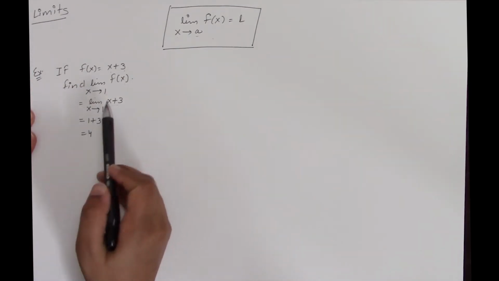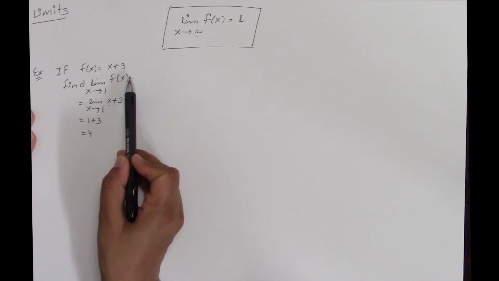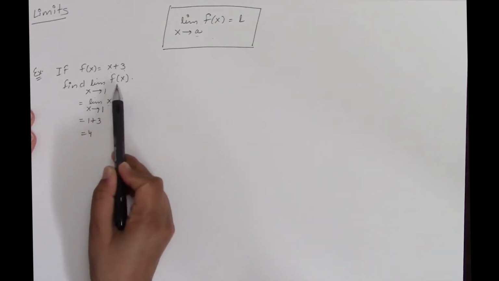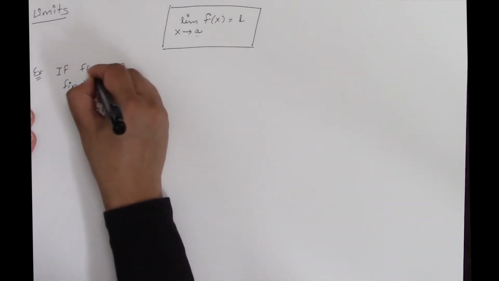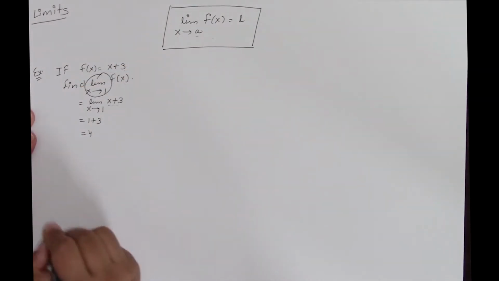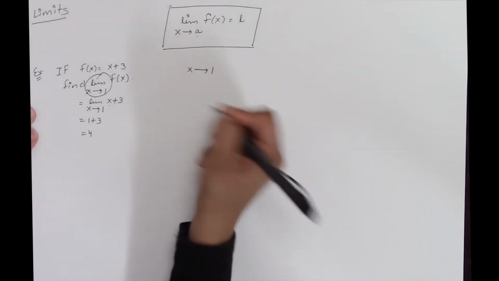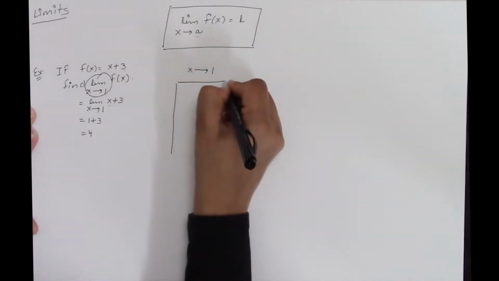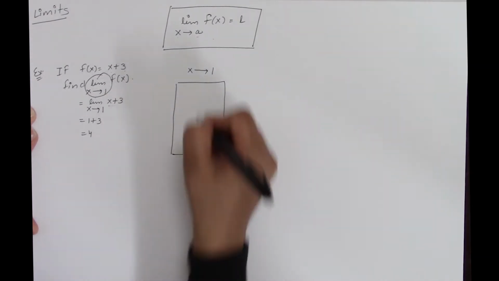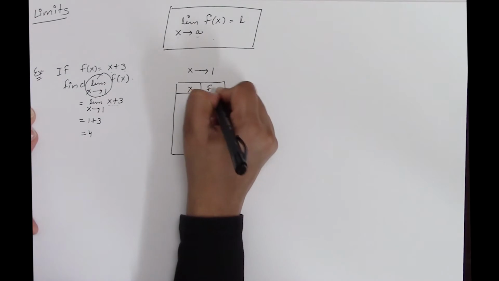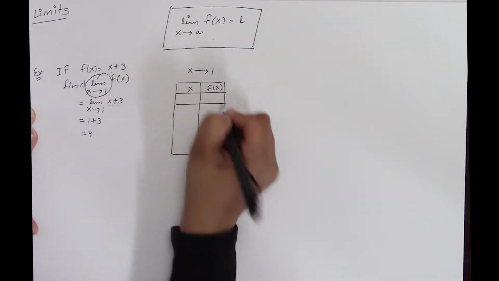Here we can see that the limit could be solved by just putting the value of x in the function. Then what is the significance of this notation, which says limit x approaches to 1? For that, I'll make a table, x and f of x.